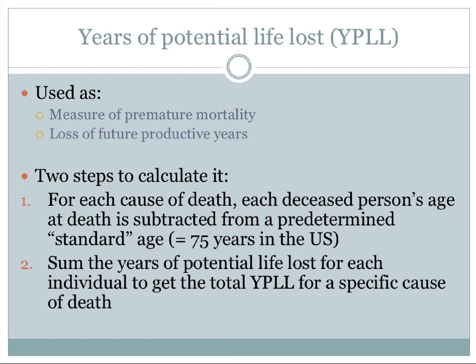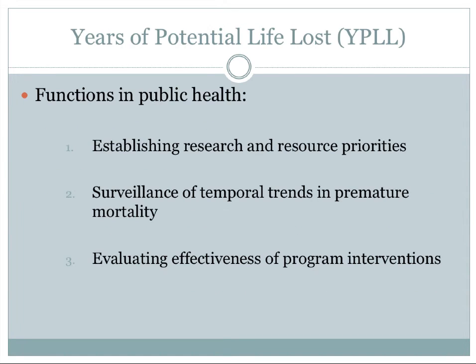Now, if that baby reaches maturity and ends up dying at the age of 73, for example, that means that it lost 2 years of the predetermined standard age. In other words, the earlier the age at which death occurs, the more years of potential life are lost. Years of potential life loss serves 3 important public health functions. It allows us to establish research priorities, surveillance of temporal trends in premature mortality, and evaluate effectiveness of program interventions.